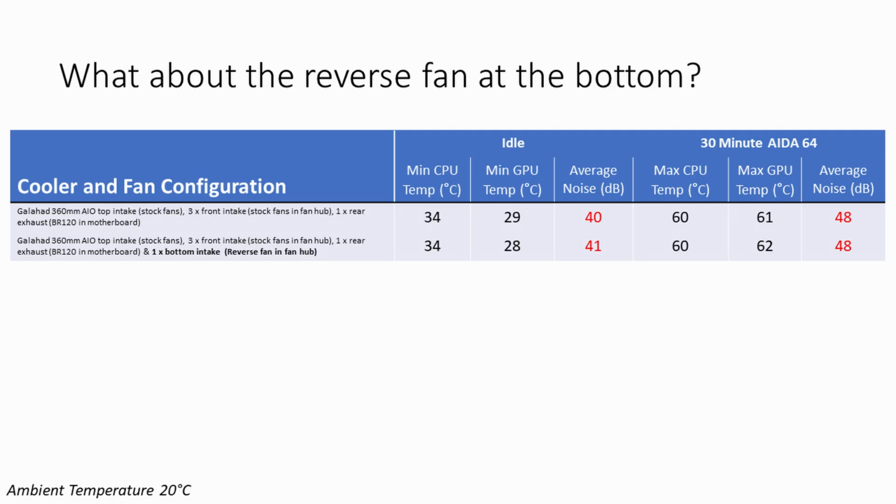So with the reverse fan installed at the bottom, there was no difference to the CPU temperatures both at idle and under load. The GPU idled 1 degree cooler, while under load it was 1 degree hotter. Having the reverse fan installed, there was 1 decibel of extra noise at idle, and there was no difference to the noise levels under load.